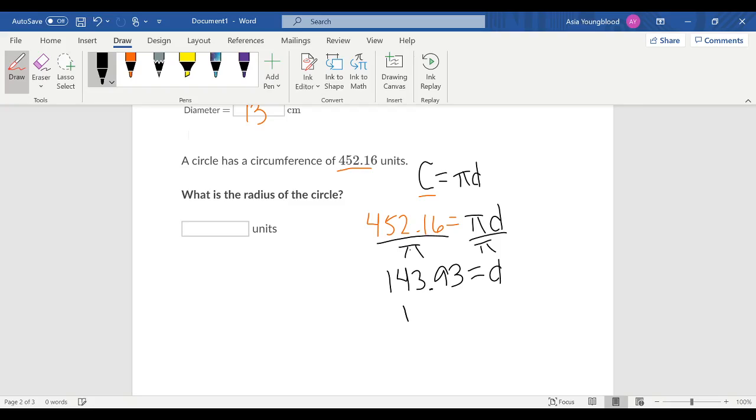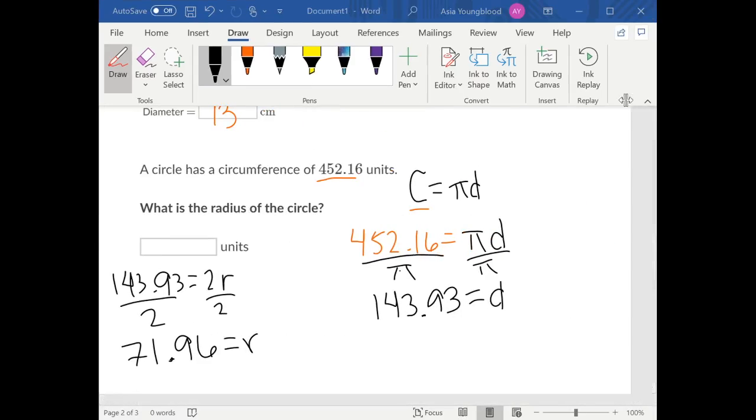Then to find the radius, we're going to divide this number by 2. So we can rewrite this as 143.93 equals 2r. If we divide both sides by 2, I'm actually going to keep this whole number in the calculator and divide it by 2. I'm not going to retype it. It'll make your answer more exact. So we get 71.96 is the radius.